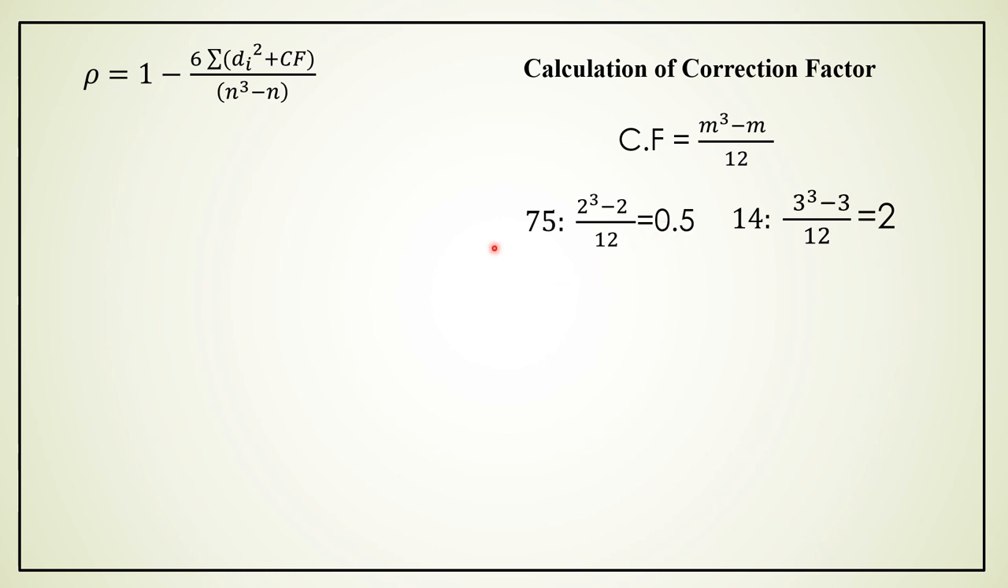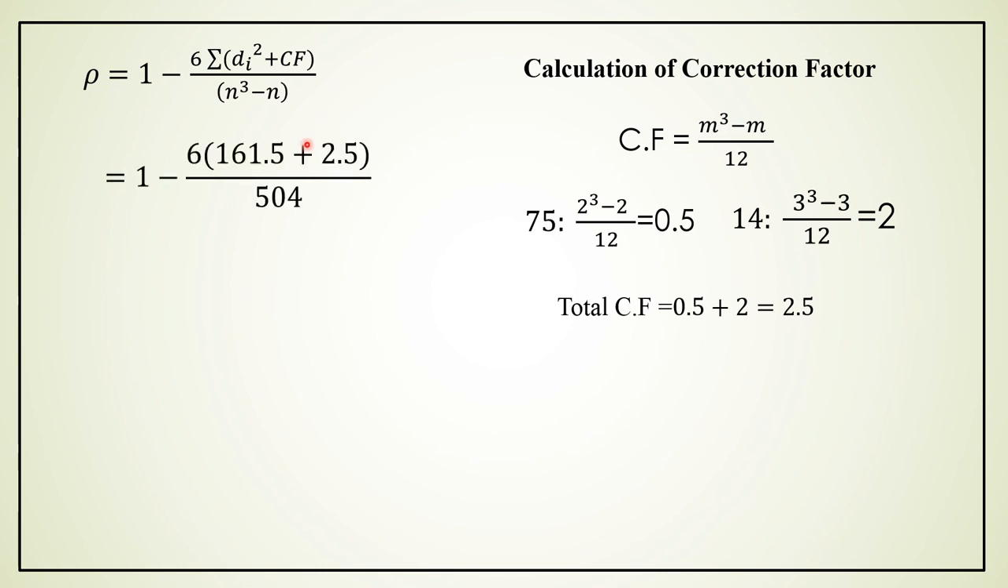Therefore, the correction factor for 75 over here is 2 cube minus 2 by 12, which is equal to 0.5, and that of 14, the correction factor is 3 cube minus 3 by 12, which is equal to 2. Therefore, the total correction factor is just the sum of 0.5 and 2, which is equal to 2.5. Substituting the values in the formula and simplifying, the Spearman's rank correlation is minus 0.95. Thank you.